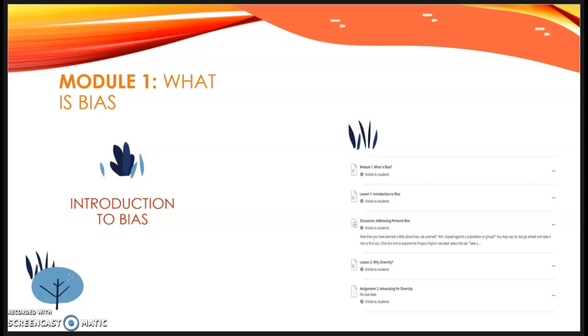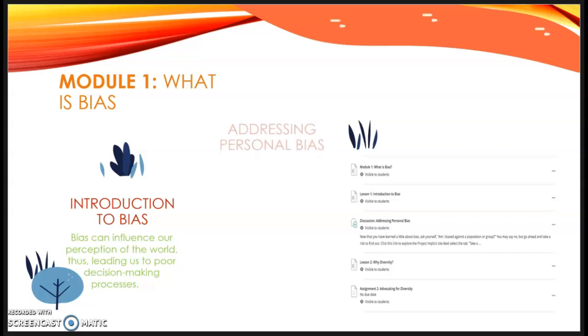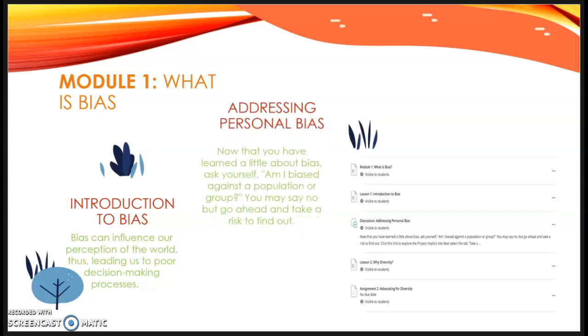We will introduce you to bias, which can influence our perception of the world, thus leading us to a poor decision-making process. Addressing our own personal bias by taking the implicit aptitude test. Now that we learned a little bit about bias, you can ask yourself, are we biased? And then by taking the aptitude test, you'll be able to determine if you are or not. Why diversity?